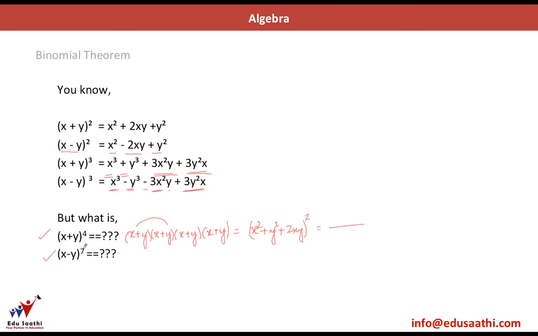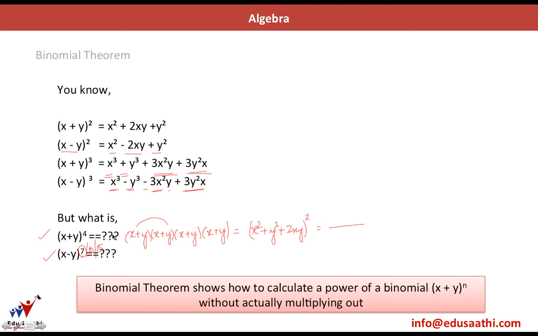But what if it comes to raised to power 7, or for that purpose raised to power 10 or 15? It'll be very, very difficult for us to actually expand the things and get to our answer. Here, the binomial theorem comes into the picture. Binomial comes to the rescue. This theorem helps us in calculating the power of any binomial.